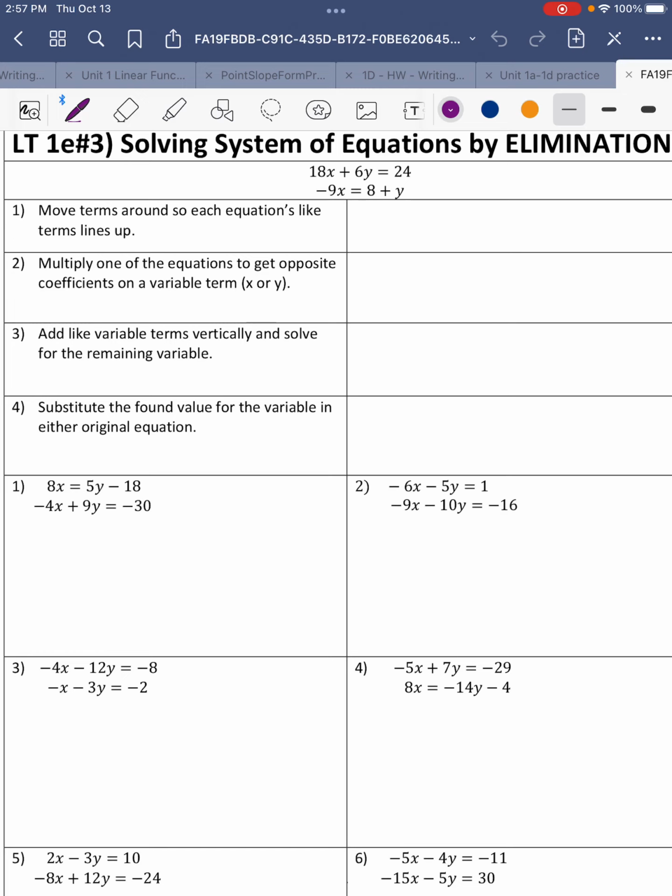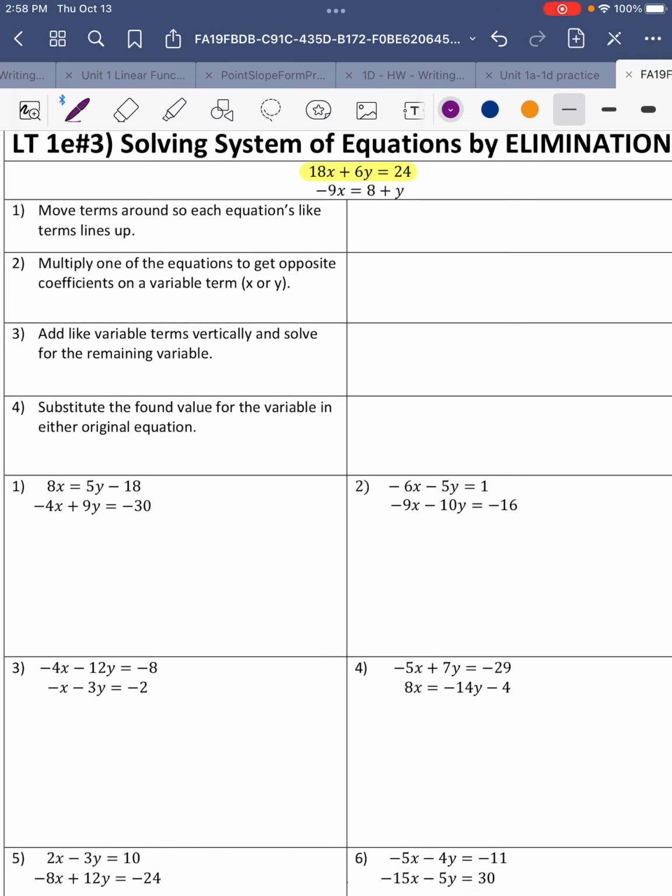All right, our steps: move terms around so in each equation like terms line up, meaning we need to vertically line up our x's, vertically line up our y's, and vertically line up our constants and our equal signs. Well, they're not right now, so we got some work to do. Typically, we get every equation in standard form. So we want x and y terms on one side. That's going to be the easiest.